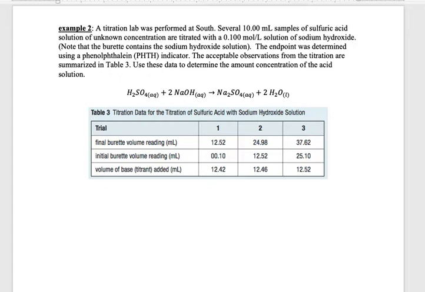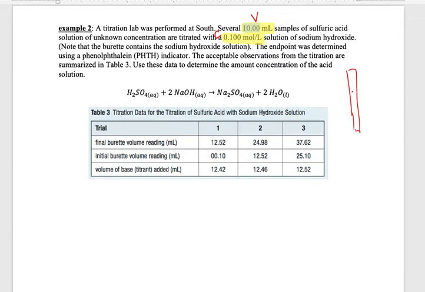Okay, so here's the next example. You're going to add base to the burette, and you're going to measure how much base you need for 10 milliliters of acid. So here, let's highlight these. You can add 10 milliliters of acid. You won't know its concentration, but you're going to use 0.1 mole per liter of sodium hydroxide. So there's the volume, there's the concentration. With the burette, you're going to fill it with the base, run a titration, and get this result.